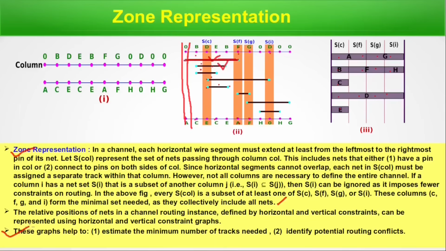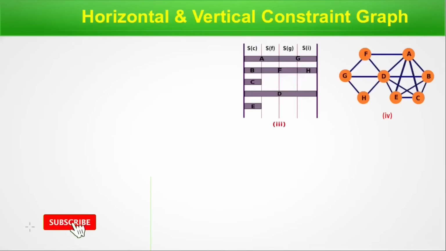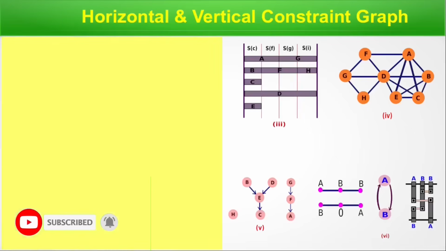So we are done with this slide. We will move to the next slide. Now let's see how from zone representation we can get horizontal and vertical constraint graph.